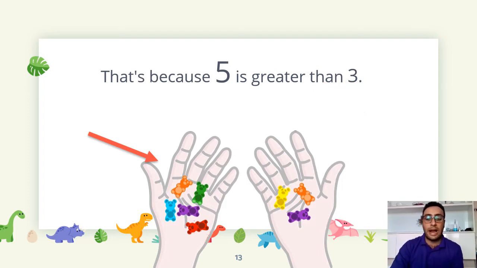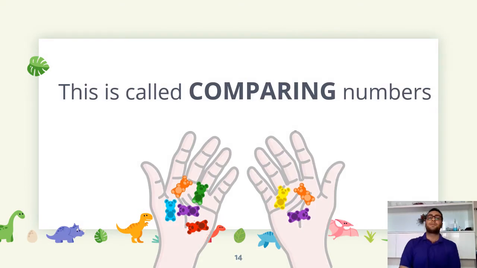Okay, so I think we're ready for a little bit of practice. So, this is called comparing. It means you want to know, for example, if you have more gummy bears in this hand or this hand. Let's say my nose is bigger or your nose is bigger. You see, this is called comparing. You compare to see if something is greater or smaller.